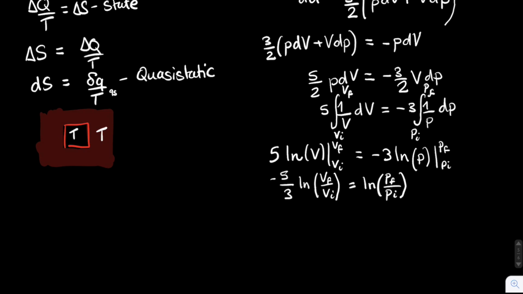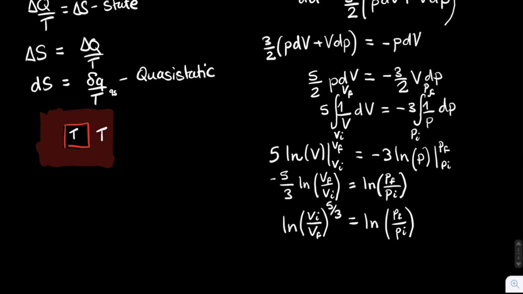Another log law that you should be familiar with is that you can simply bring this minus 5/3 up to the exponent right here. That's how logs work. And also, you should know that if you have this minus 5/3 up here, you can change it to plus 5/3 if you switch these two variables around. So let's go ahead and do that all in one go. We're going to get log of VI divided by VF to the power of 5/3 is equal to the log of PF divided by PI.